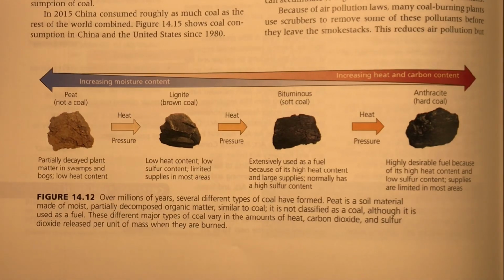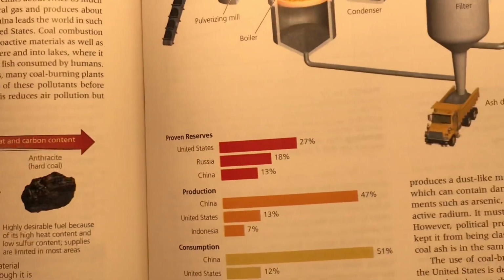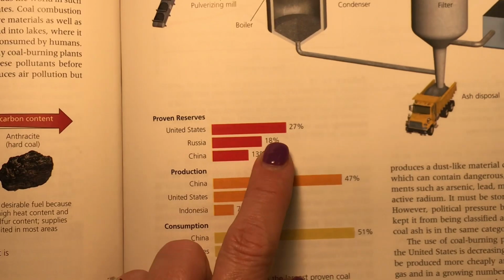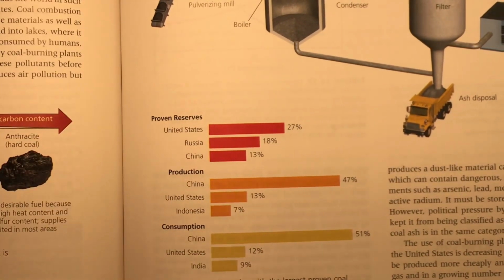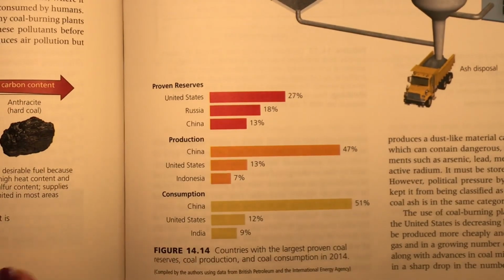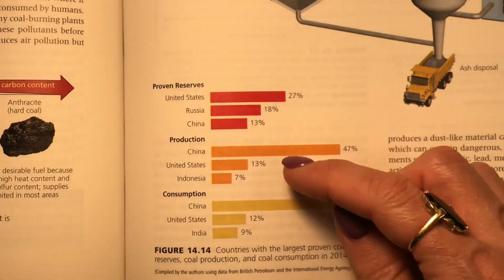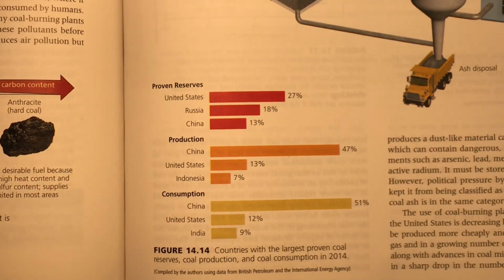Which three countries have the largest proven reserves of coal? Oh, here's why the United States has been manufacturing electricity out of coal for so long. Because it's the U.S., Russia, and China. In terms of production, China definitely outstrips us. What does it mean if they have the third largest reserve, but they produce by far the most coal?